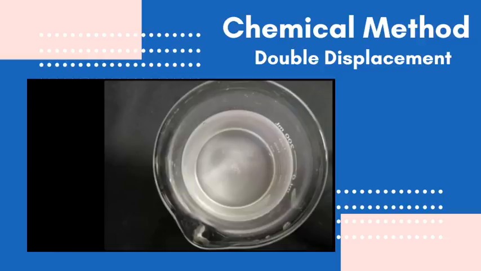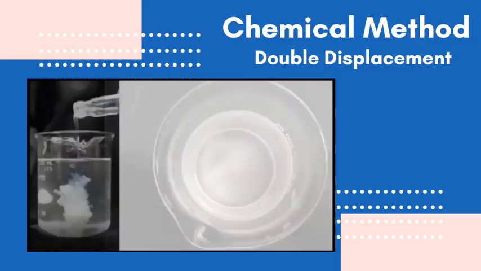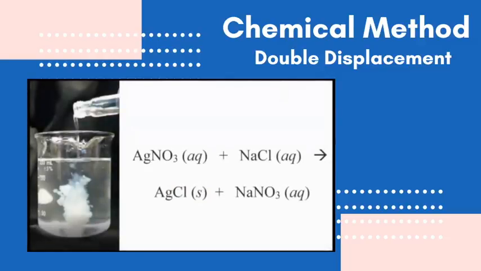The chemical reaction will look like this: AgNO3 plus NaCl. They are both dissolved in water and react to form AgCl, solid or salt, which is the precipitate, and NaNO3 aqueous. In this experiment, we have formed a salt, which is AgCl.